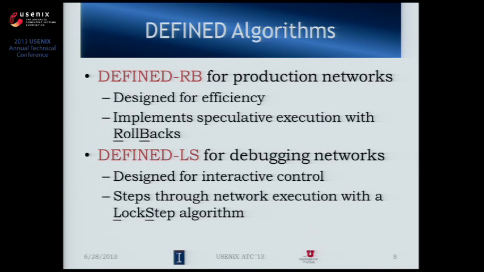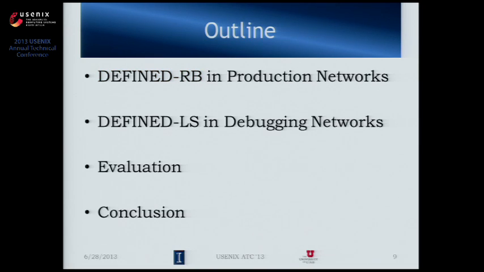In the debugging network, we use DefineLS. Instead of going for efficiency, what we try to do here is to provide interactive control for the human debugger. The human debugger can use DefineLS to step through the network with a lockstep algorithm and inspect the bugs and defects that were observed inside the production network. In the rest of the talk, I'm going to provide a high-level description of both algorithms. Then I'm going to provide evaluations for the performance and the scalability of both. Then I'll wrap up the talk with the conclusion.